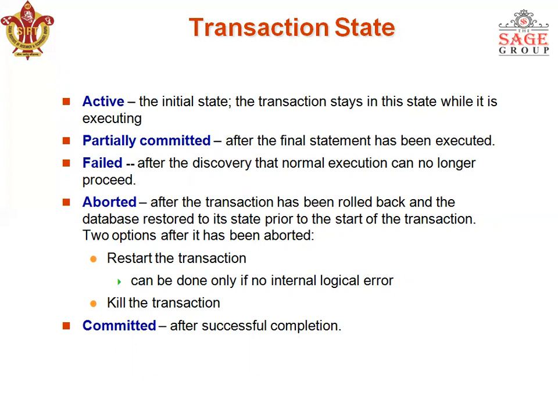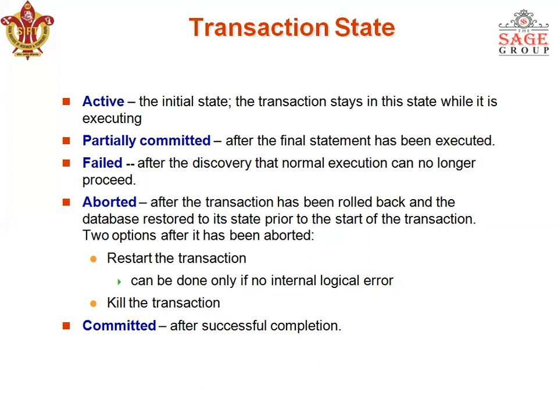Then the third one is the failed stage. A transaction can go into the failed stage if the transaction is aborted during its active stage. The transaction may roll back to undo the effect of its write operations on the database.